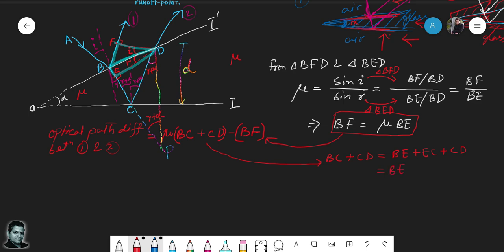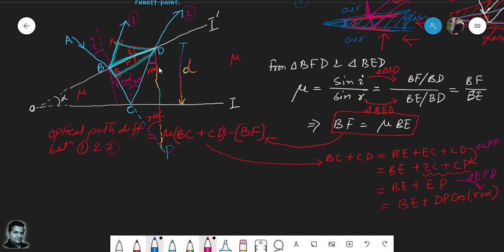Now, BE plus EC plus CP. So we wrote CD as CP. Why? Because from this triangle CDP, CP and CD are the same because these two angles are the same. Now next step, BE plus EC plus CP. So this part is equal to EP. This is equal to BE plus DP cos R plus alpha. So CD is equal to CP. This comes from triangle CDP. And this portion, that EP is equal to DP cos R plus alpha, comes from triangle EPD.